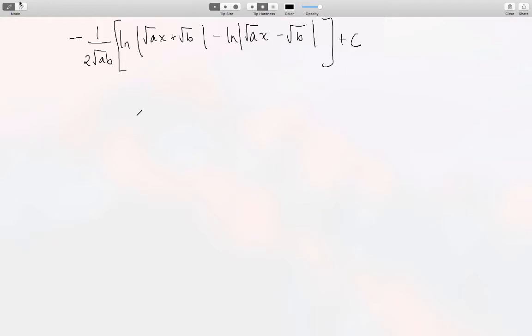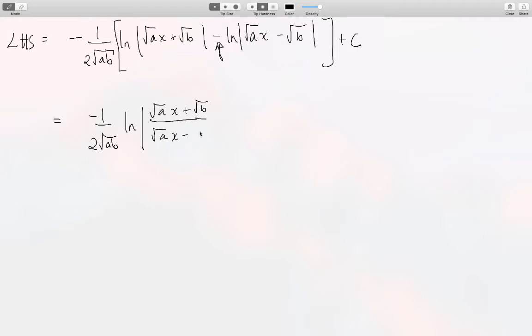Alright, that looks pretty good, and that was the left hand side of my differential equation. So that left hand side, I can combine these two ln's. On the top I'll have square root A x plus square root B, everything divided by, and because of that minus right there, this whole thing goes into the denominator, square root A x minus square root B, and that's plus some constant.